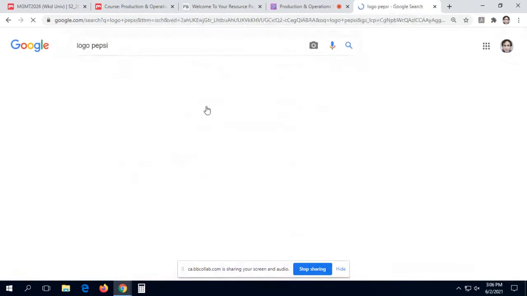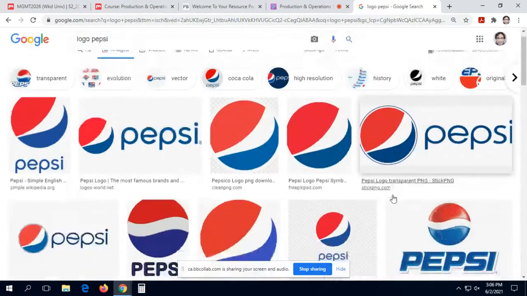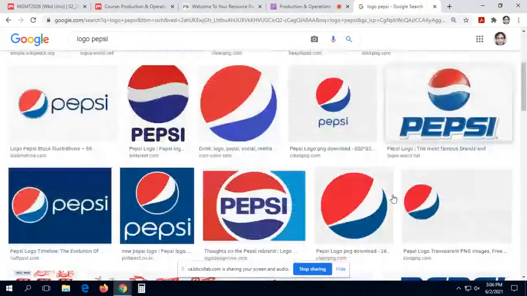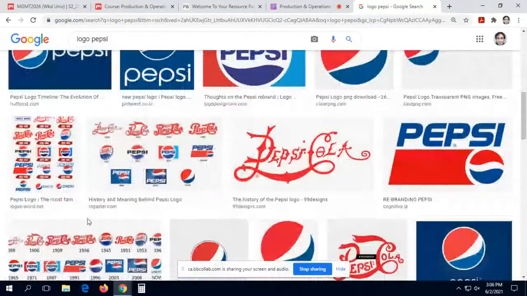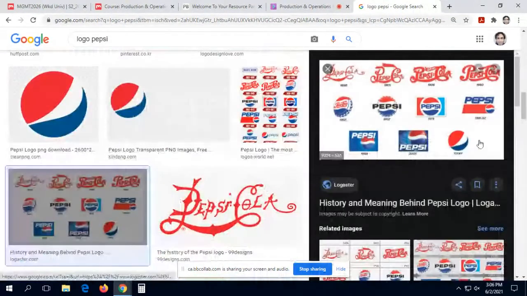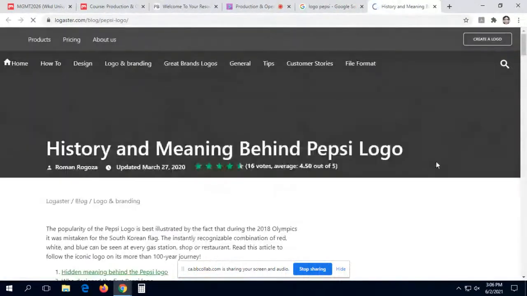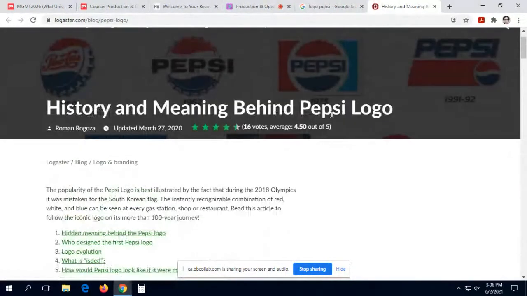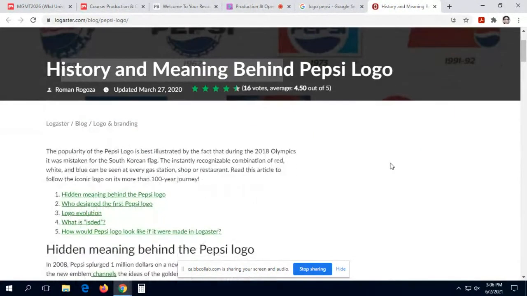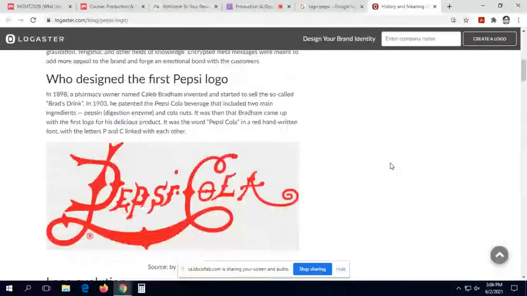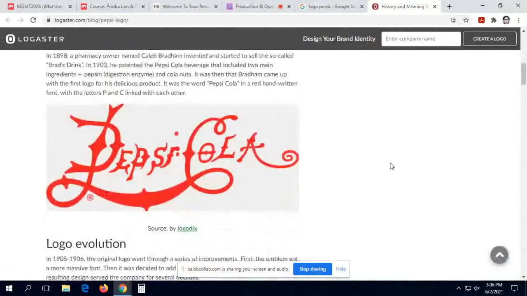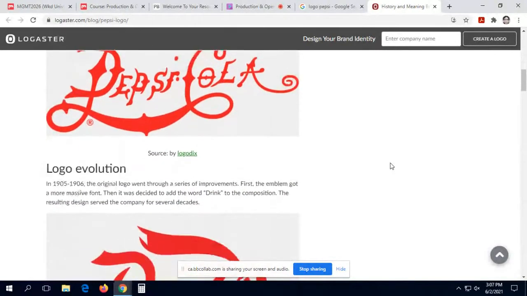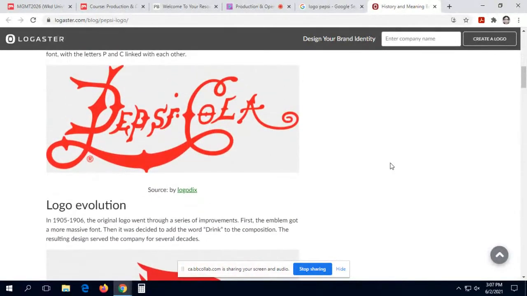But let me not deviate too much. Let me not go into psychology. Like the Pepsi logo. This is very interesting. It has been changing over a period of time. Look at this now. This is the picture. Let me search history and meaning behind Pepsi logo. Yeah, I've not read it. I'm just running Google searches just like with you guys. But I'm sure this is going to be very interesting. I know this from before, but you should read it.